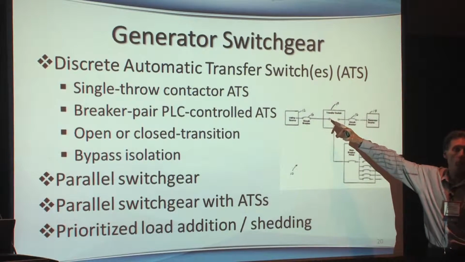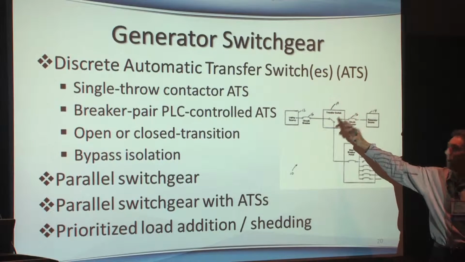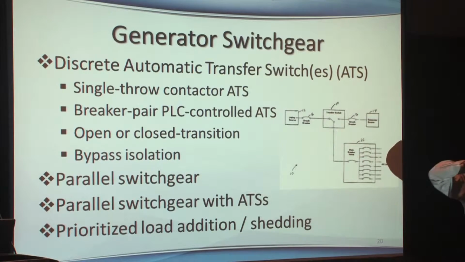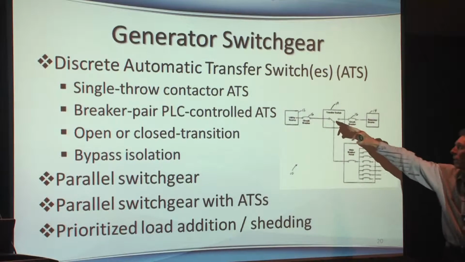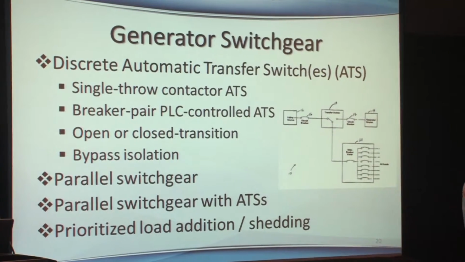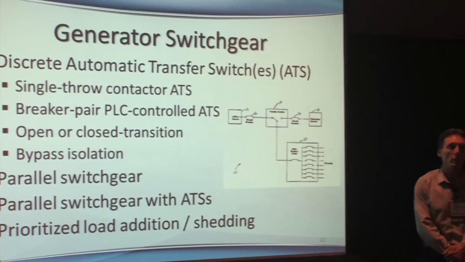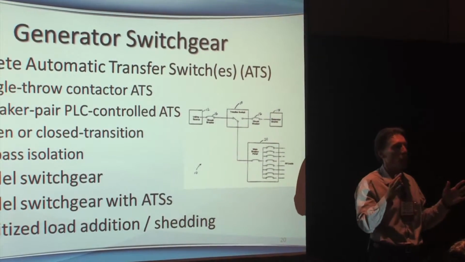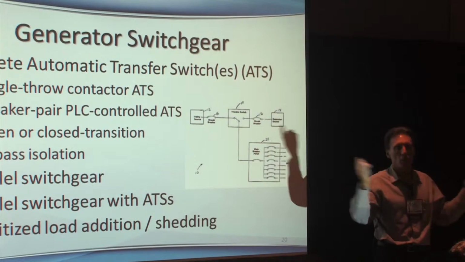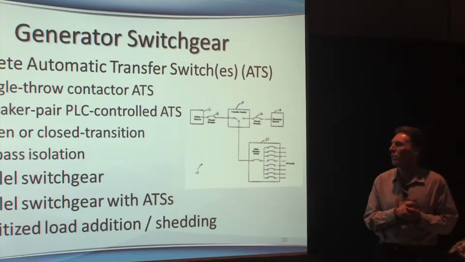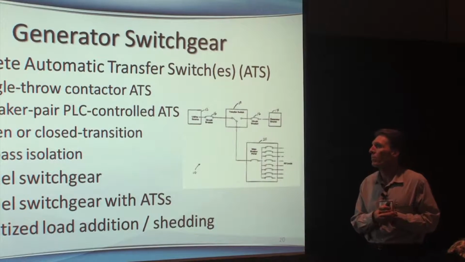Single throw ATS can only be in one position or the other, or in some cases a neutral position. Unless it's design closed transition, it cannot connect your generator to your utility. But when you have circuit breaker pairs that are controlled by a PLC, any and all things can happen, and that's the part that spooks me, and I've seen these things happen.